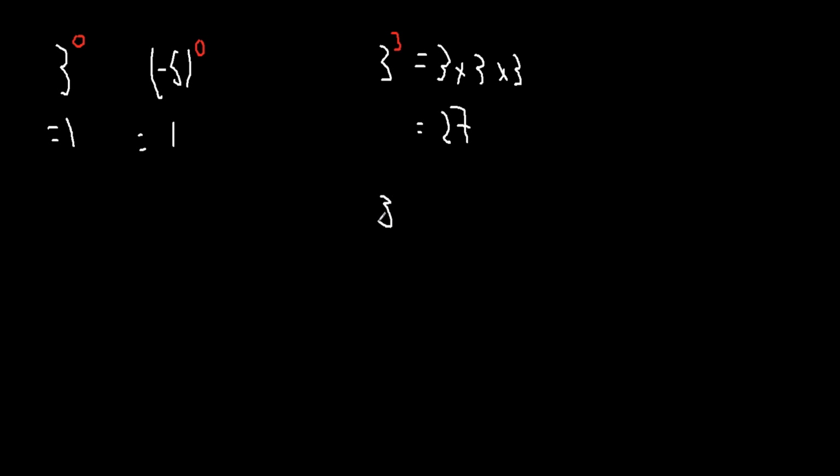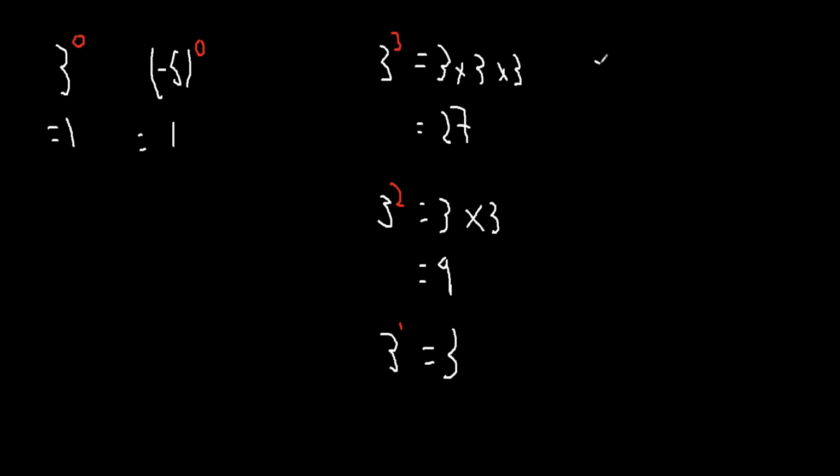We could also have 3 and then square this. That gives us 3 times 3, and our product will be 9. And then if we have 3 to the 1, that gives us 3. So before we get to 3 to the 0, let's look at our products. We have 27, 9, and 3. As you can see, we're dividing by 3 each time.